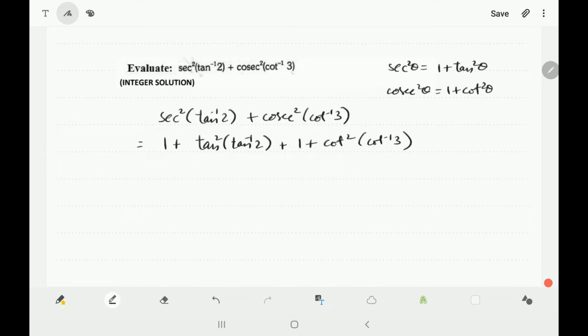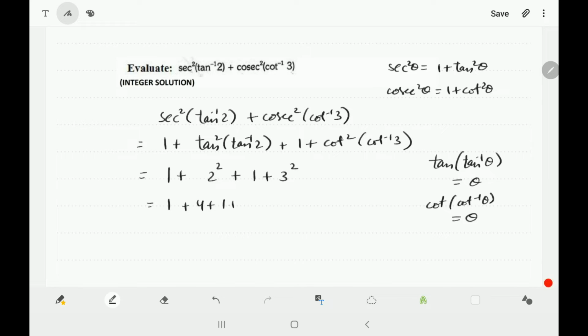Now we already know the property that if tan is outside and tan inverse is inside, tan of tan inverse theta will be equal to theta. Similarly, cot of cot inverse of theta is equal to theta. So accordingly, tan of tan inverse 2 will give us 2, whole square is already there. This will be 3, whole square is already there. So 1 plus 4 plus 1 plus 9. So the answer will be 10 plus 5 is 15. So the answer for this problem is 15. I hope it is clear. Very easy problem.